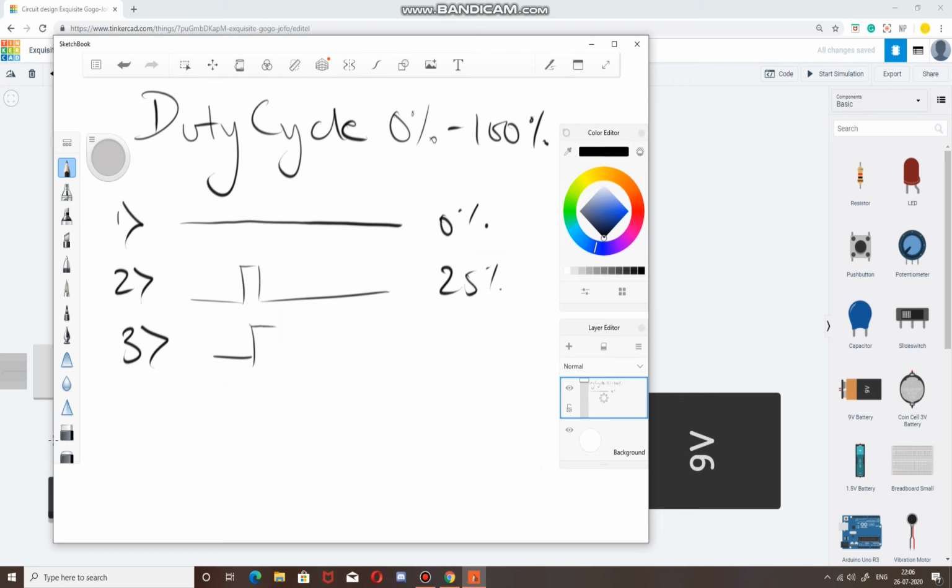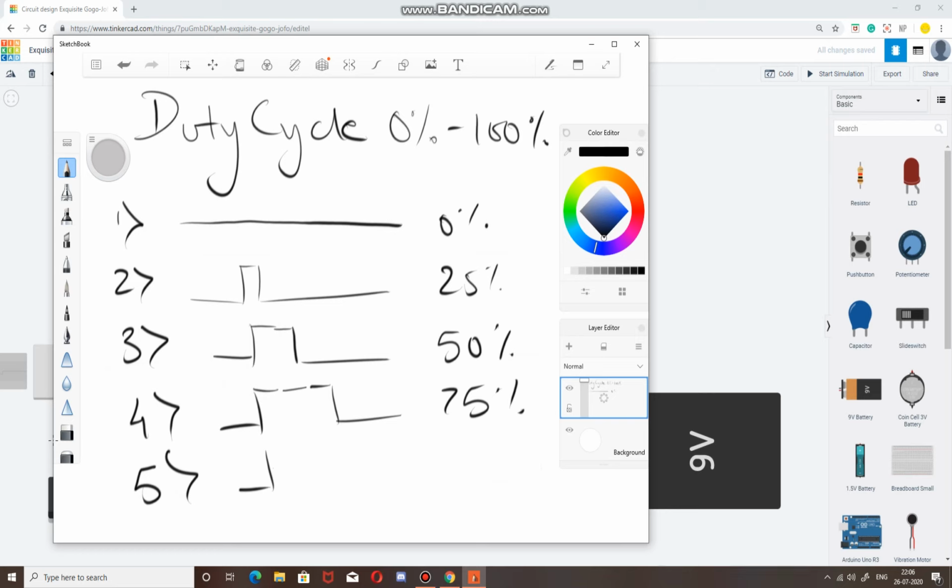This much is 25, this much will be 50. Now comes 75%. 25, 25, 25, so this is 75% duty cycle. And then the last one is a complete 100: 1, 25, 2, 25, 3, 25, and this. So this is 100% duty cycle.